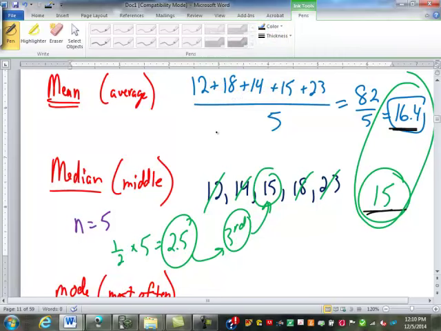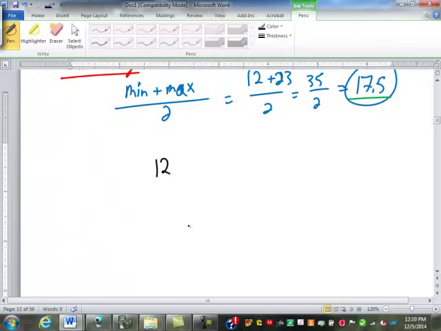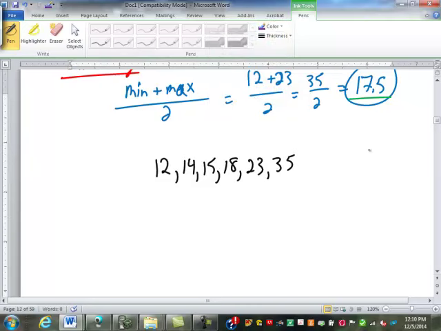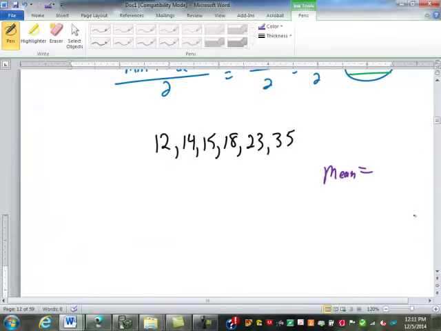Well, there's a lot of arguments between them, which one is the best. But let's do this as an example. I'm going to add a number to this data set. So we've got the 12, 14, 15, 18, and 23. I'm going to add the number 35 to this data set. So now if I add these up to find the mean, I'm going to be dividing by 6 this time. Adding those up would be, what, 87, 117 divided by 6, which would give me 19.5 approximately.